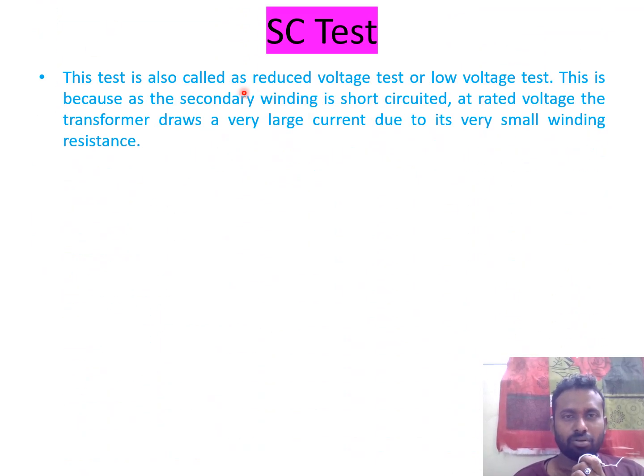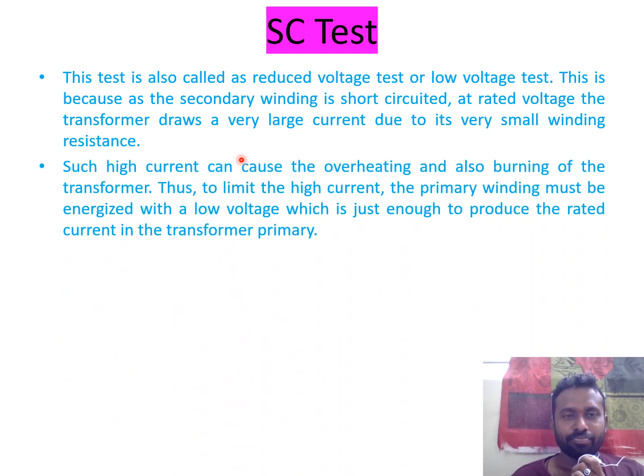This test is also called the reduced voltage test or low voltage test. This is because the secondary winding is shorted, so at the rated voltage the transformer draws a very large current due to its very small winding resistance. Such high currents can cause overheating and also burn the transformer. Thus, to limit the high current, the primary winding must be energized with a low voltage, just enough to produce the rated current in the transformer primary. So you'll adjust the variac voltage to limit the current.